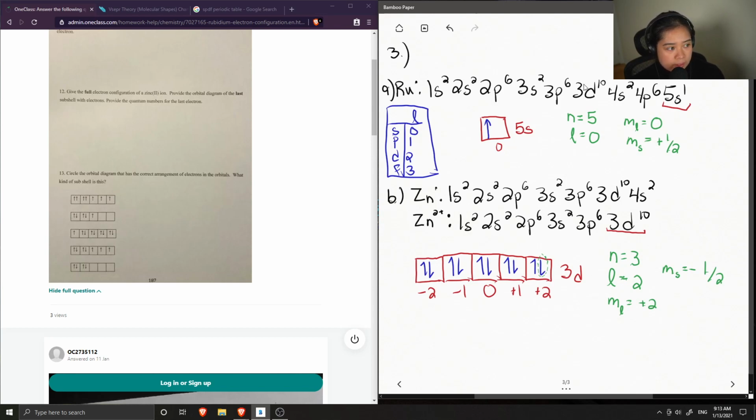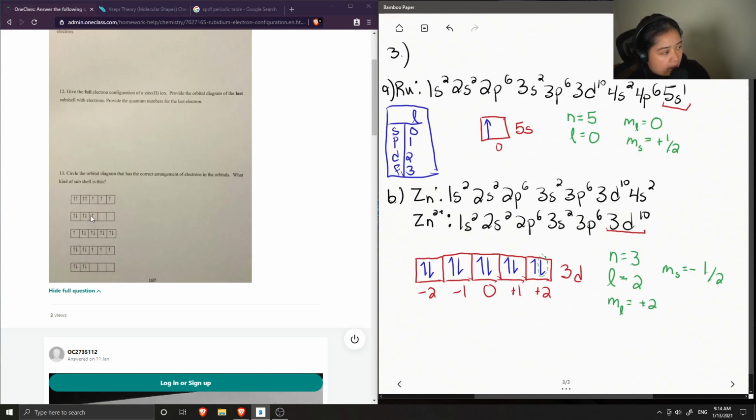Okay, so now let's look at part C. Circle the orbital diagram that has the correct arrangement of electrons in the orbitals. What kind of subshell is this? So they have different options. Looking at the first one, everything is spinning up, even the second electrons that were written. So the first option is wrong.